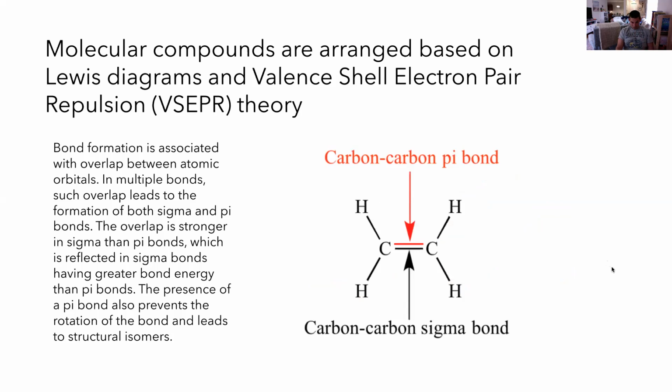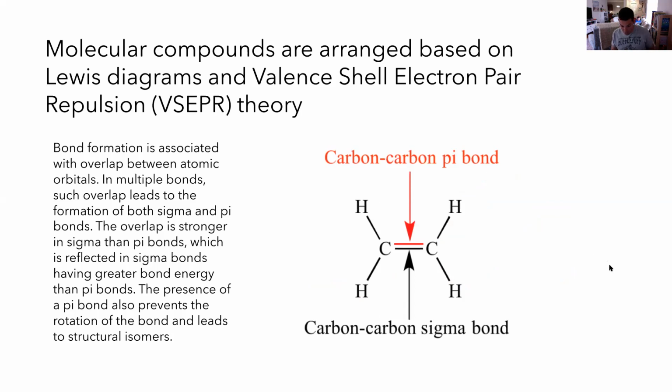Something to note, all single bonds are called sigma bonds. If you have a double bond, one of them is a sigma bond, the other is a pi bond. It doesn't matter, it could be top, bottom. It does not matter which one's which. But every time we look at a double bond, we should think one of them is sigma, the other is pi. That's it. That's all you need to know.